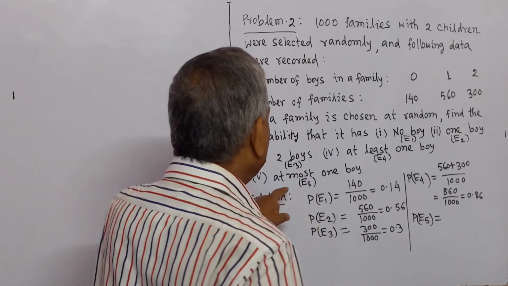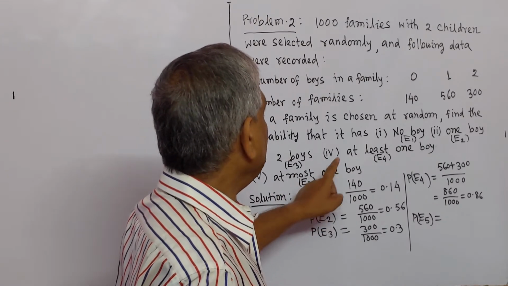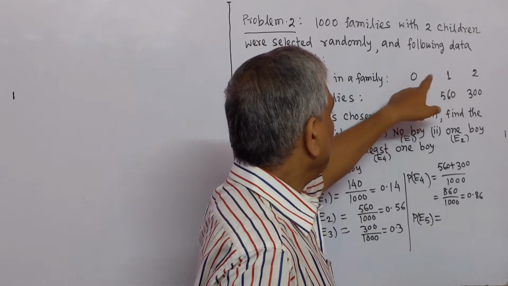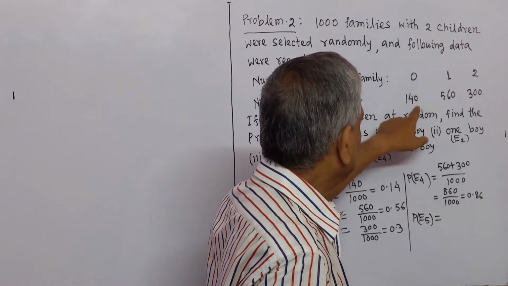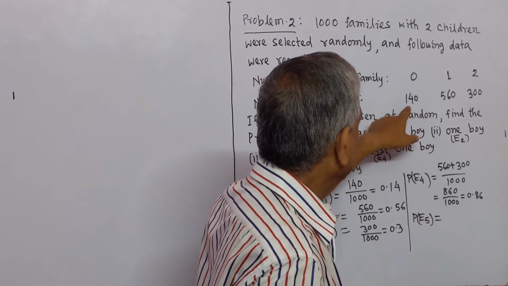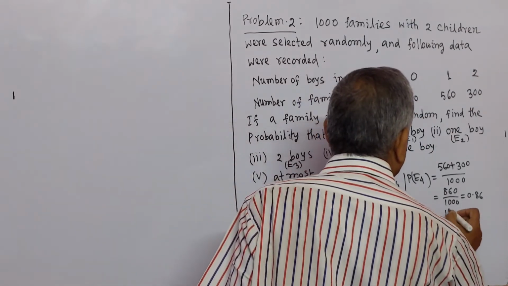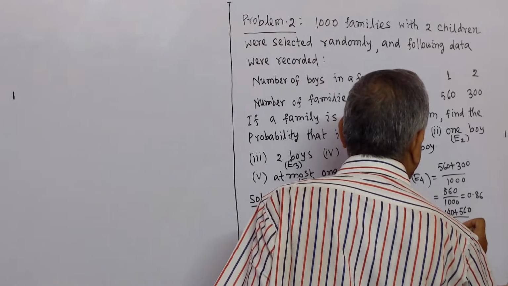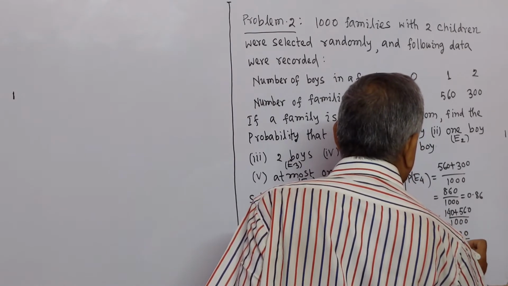E5 be at most one boy. Means maximum number of boys is one. So we take no boy and one boy. This type of families are 140 plus 560. 140 plus 560 by 1000. This is 700 by 1000 equal to 0.7.